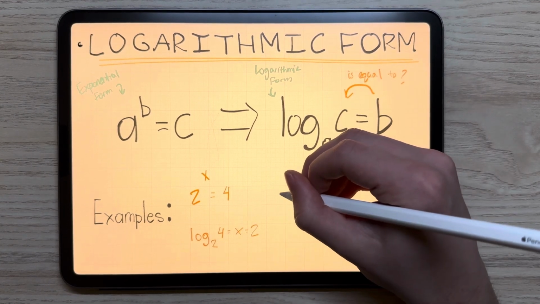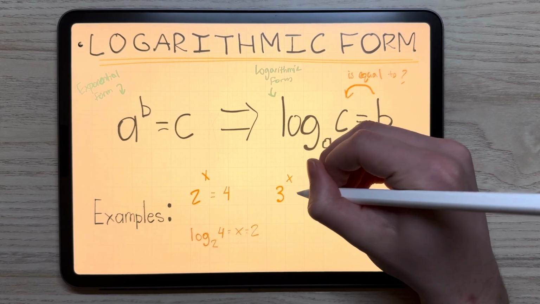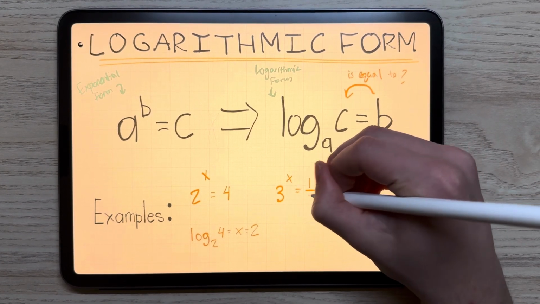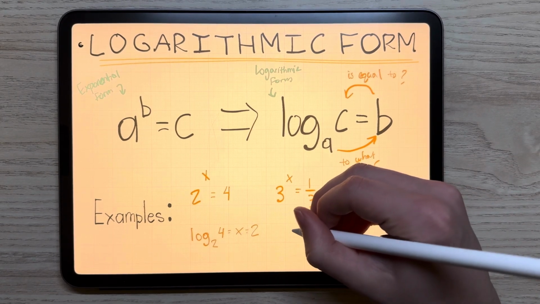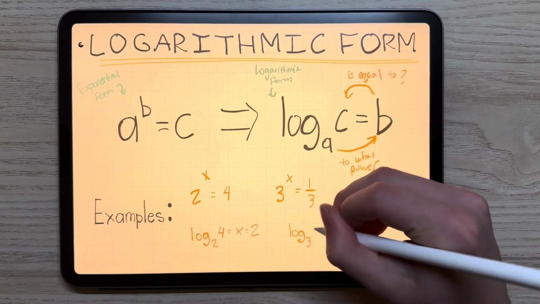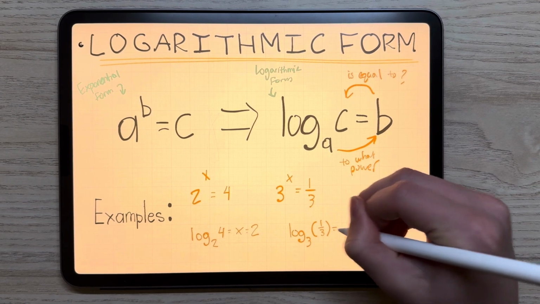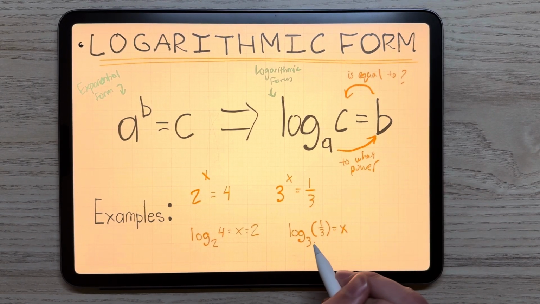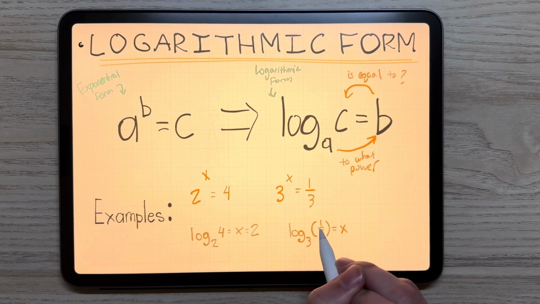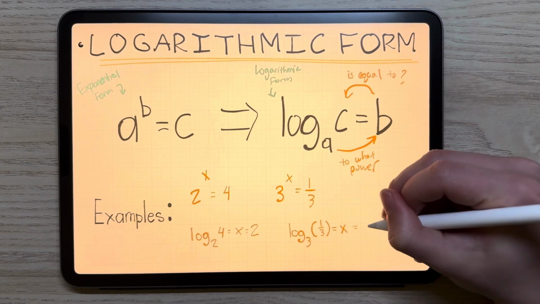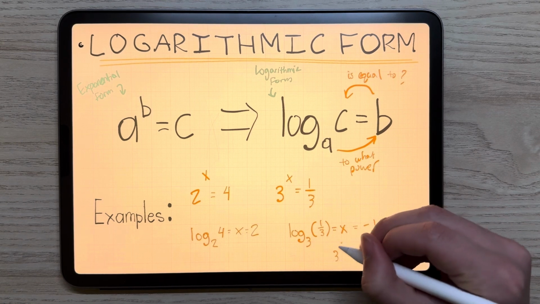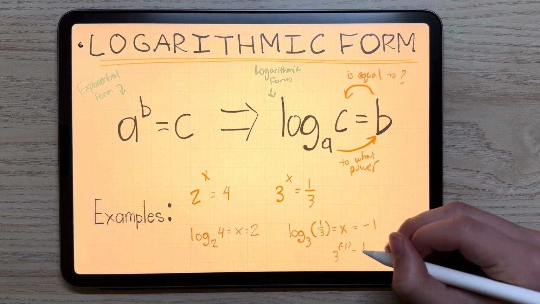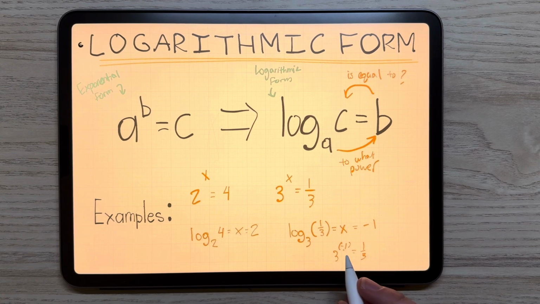Let's see if we have 3 to the x is equal to 1/3. We can represent that in logarithmic form as log base 3 of 1/3 is equal to x. So we're asking 3 to what power is equal to 1/3? And that would happen to be -1, because 3 to the -1 power is equal to 1/3, because anything to a negative power is a reciprocal. So hopefully that gives you a better understanding of logarithmic form.